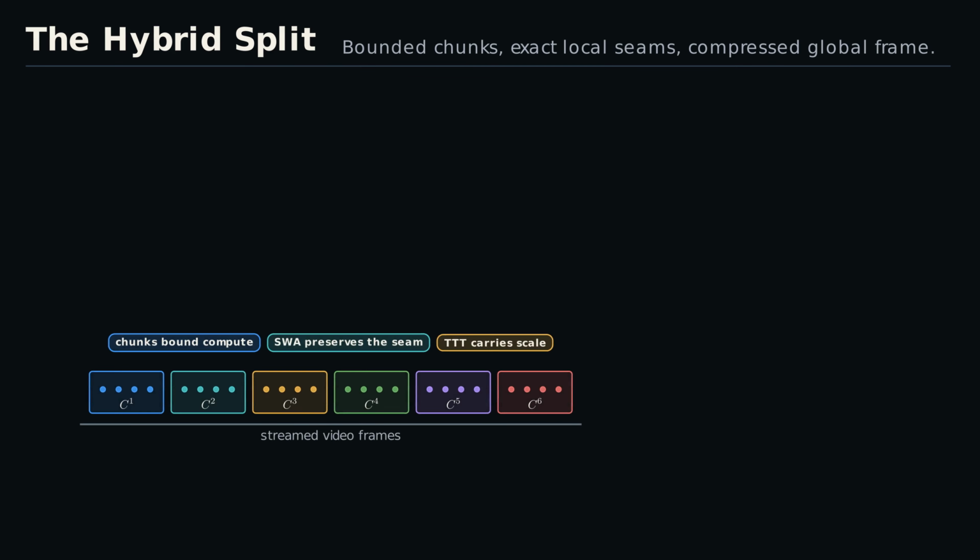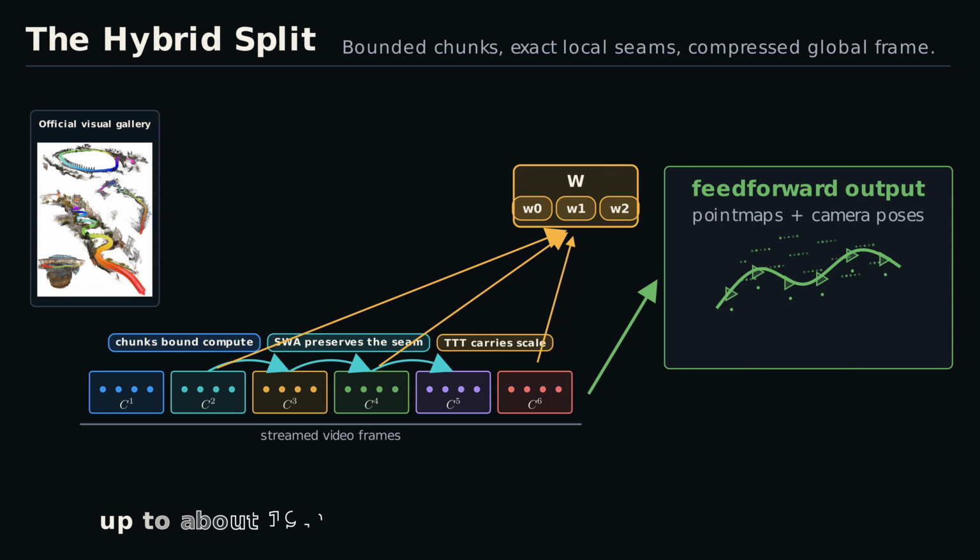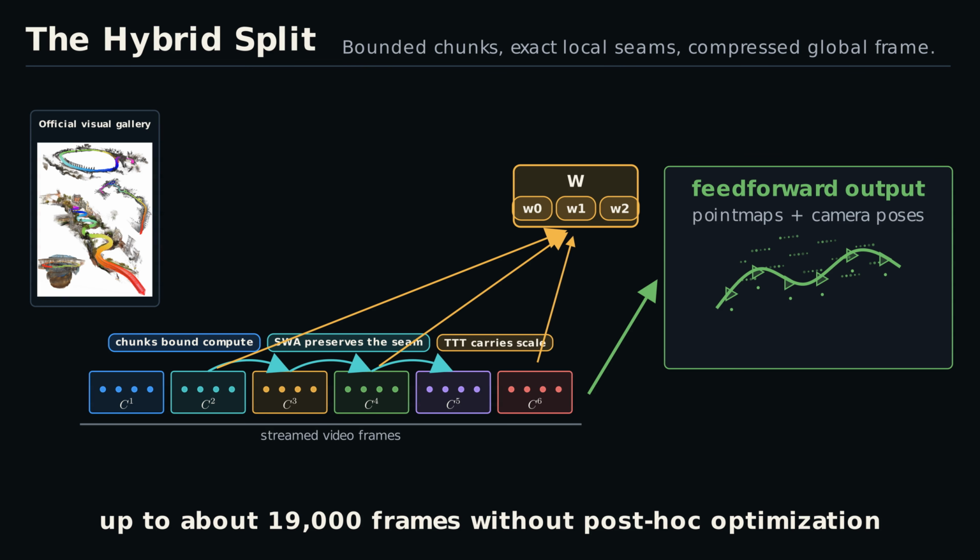The final mental model is simple. Chunks keep the problem bounded, SWA preserves the nearby seam, and TTT carries the long-range coordinate frame. Together, they let a feed-forward model reconstruct streams up to about 19,000 frames without post-hoc optimization.